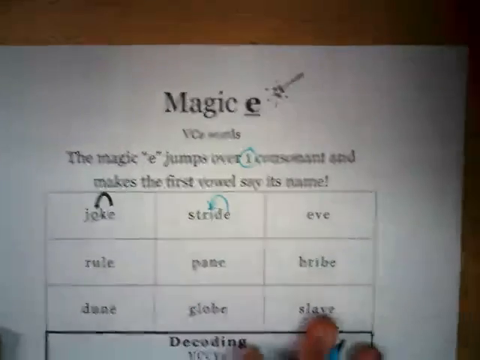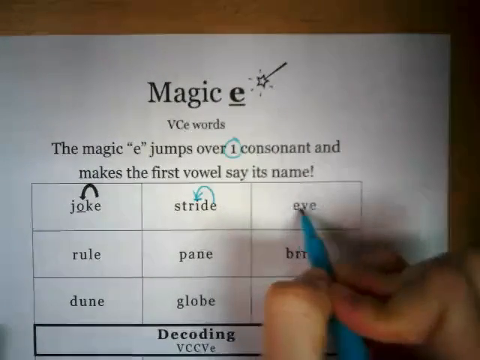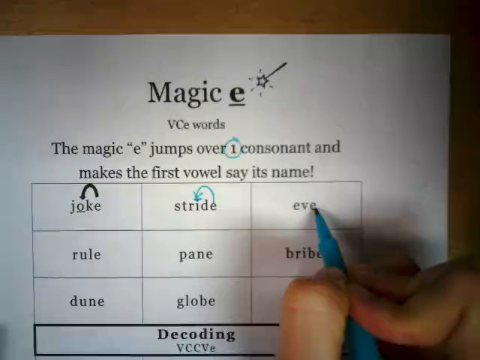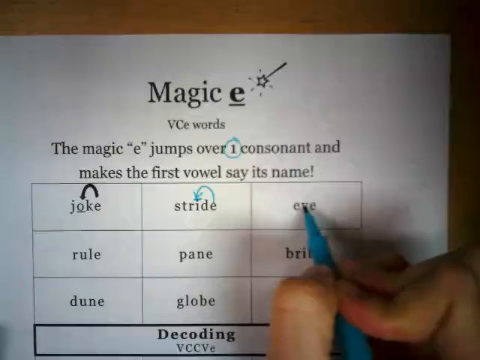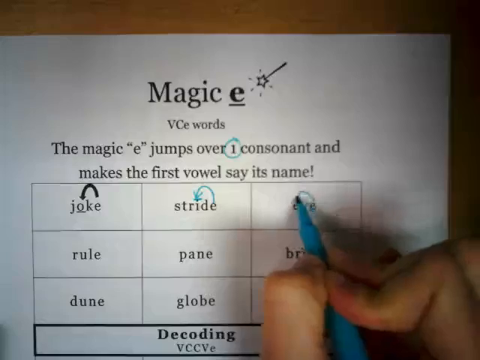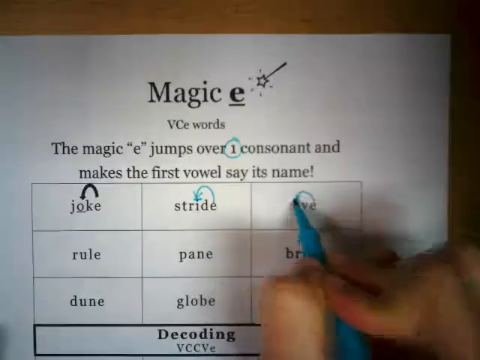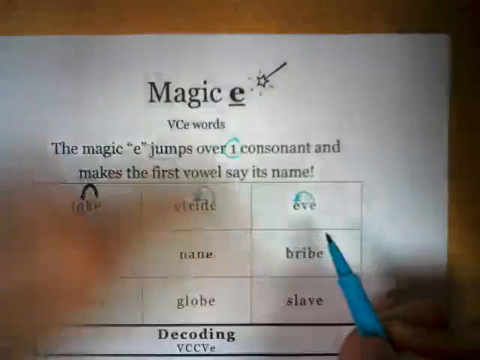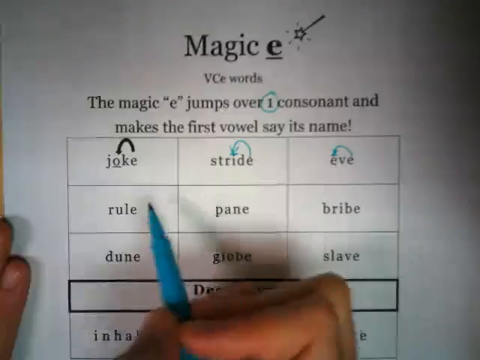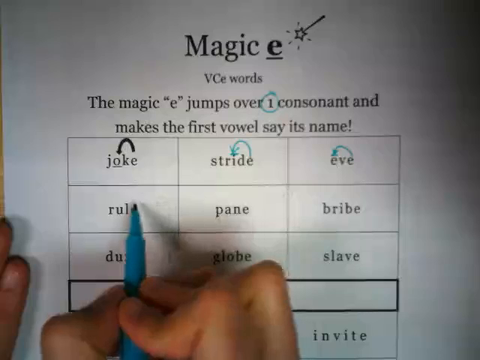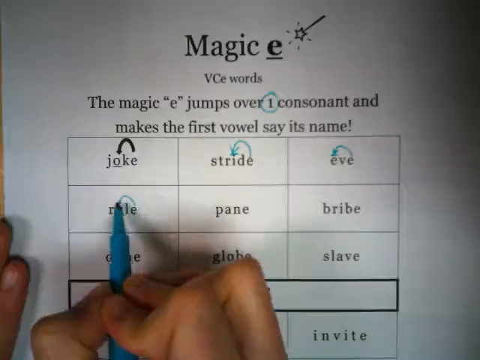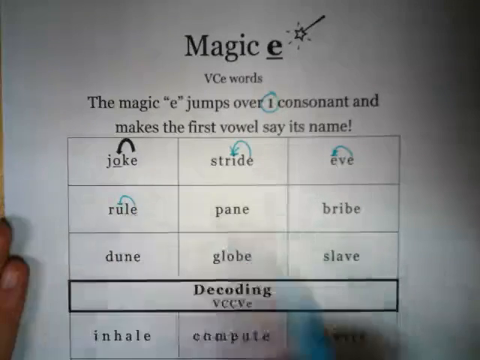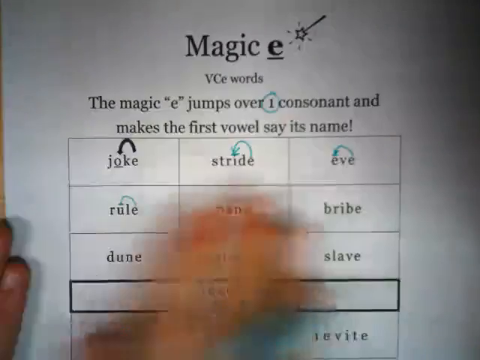They have a job. So here's another example. If I look at the whole word, I see it ends with the E. I'm going to see, oh, there's one consonant, so it can jump over. Look at this E. It makes that E say its name. So the word is Eve. So the same thing. E jumps over, tells the U to say its name. That is our magic E rule.